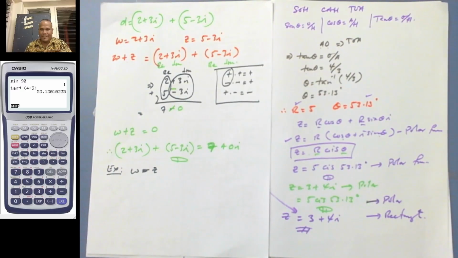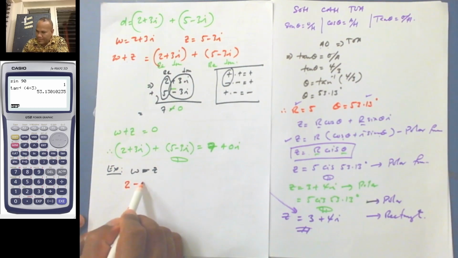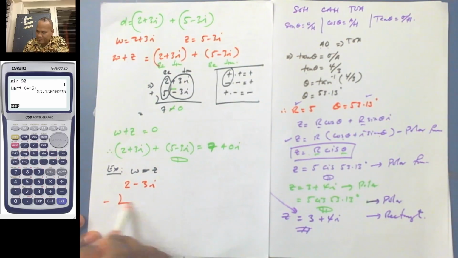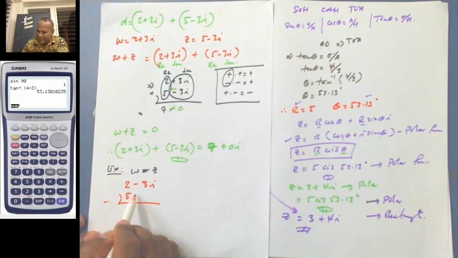Okay, let's try and solve this together. What is our omega? Our omega is 2 plus 3i. What is our z? Our z is 5 minus 3i.